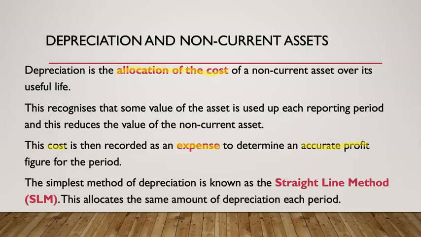Now, we in year 11 only learn about one method of depreciation, and this is called the straight line method. If you continue into unit 3 and 4 accounting, you'll learn another method as well called reducing balance. Now, straight line method is the simplest of the two because it allocates the same amount of depreciation each period. Essentially, it's saying we use up the same amount of value of the asset each reporting period.